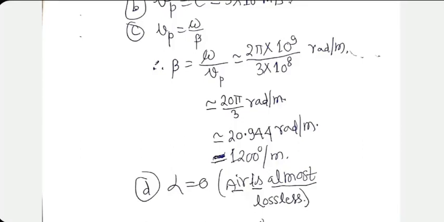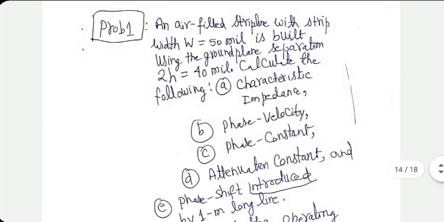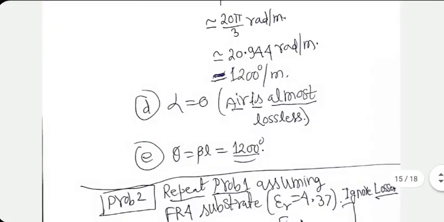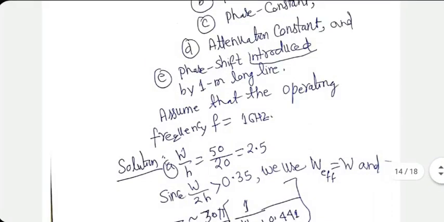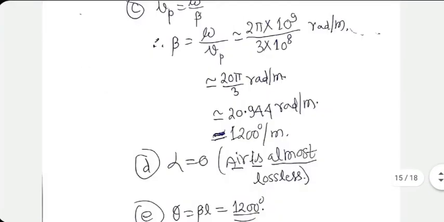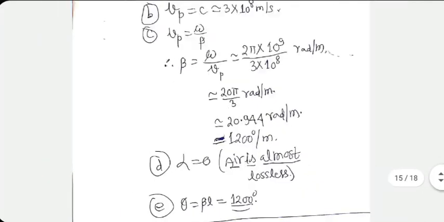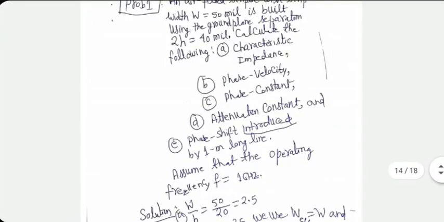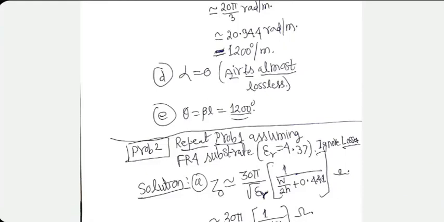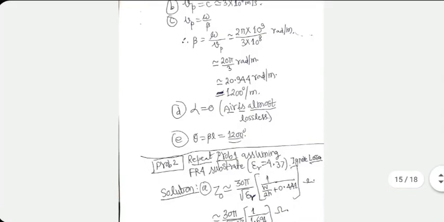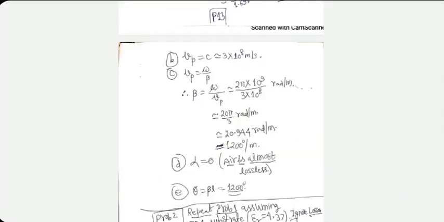Alpha is 0. I am assuming a lossless line. Air anyway is very lossless, so it's not a big issue. Now the total phase shift introduced by a 1 meter long line will be beta multiplied by the length of the line. The length of the line is 1 meter. So beta value 1200 degrees multiplied by 1 meter. So theta, the total phase shift this line will introduce in a 1 gigahertz signal, is 1200 degrees. Simple enough.